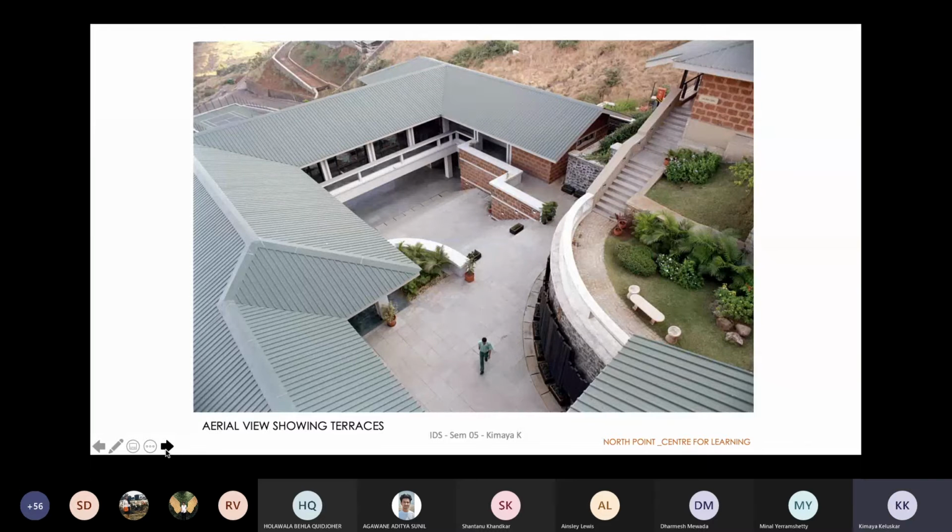This is an aerial view of how the landscape is worked out. So it's not only about the building, your building's immediate surroundings also matter. How do you design your outdoor space to create that kind of an experience wherein people really move, and there is a transition between the indoor and outdoor spaces.